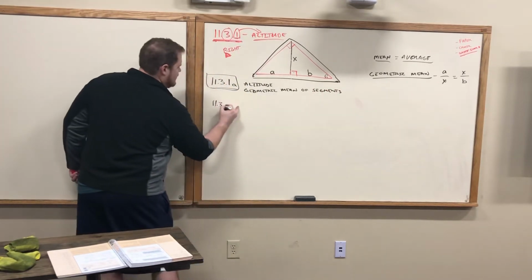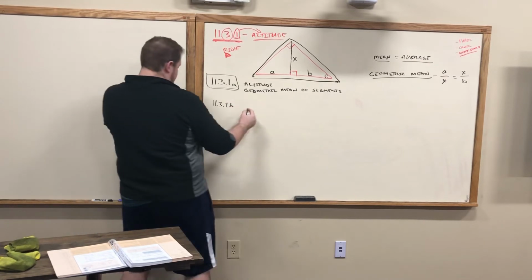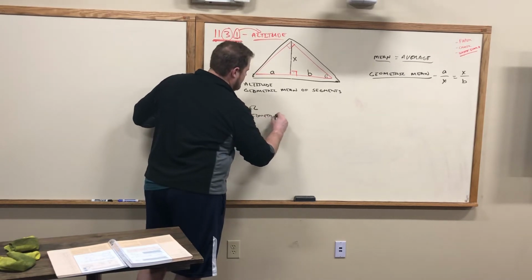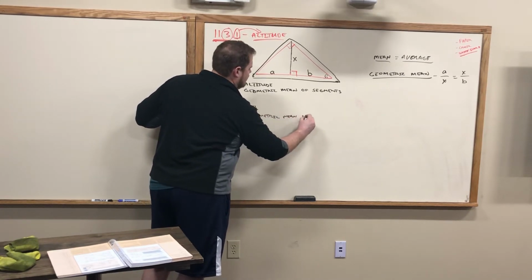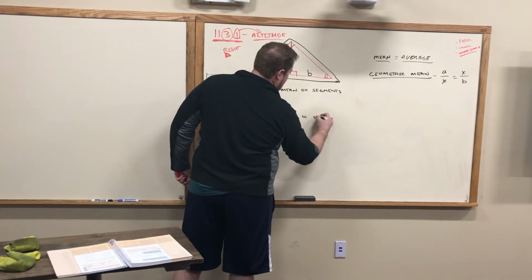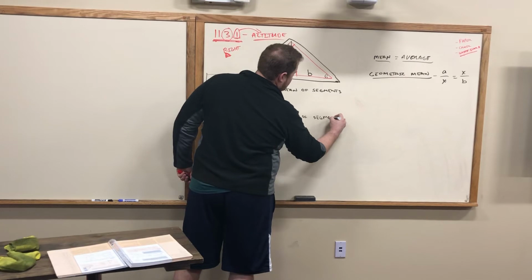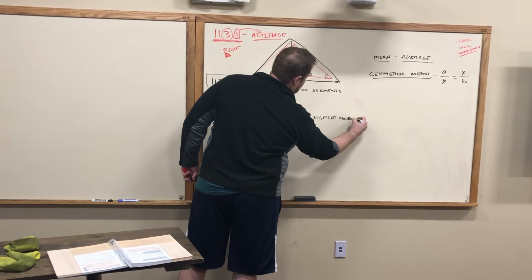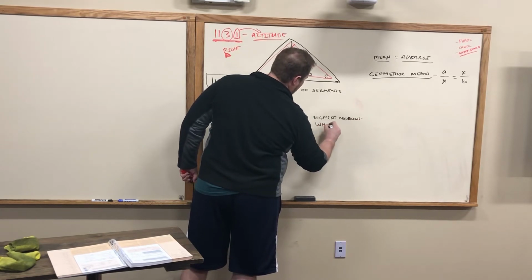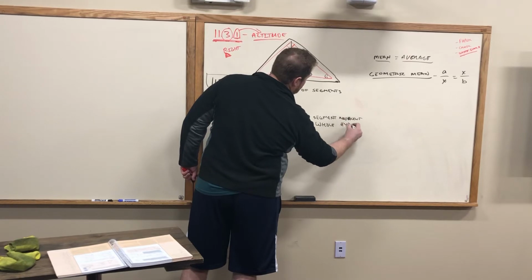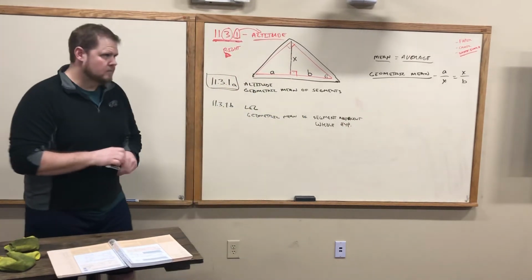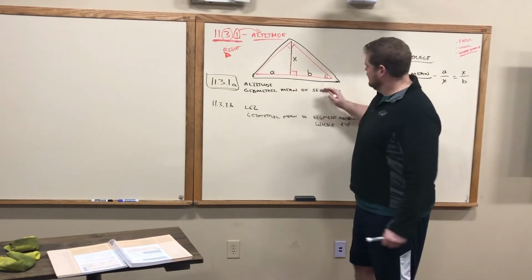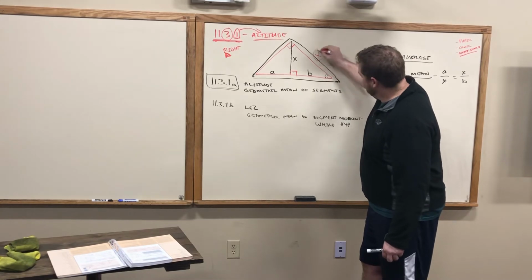So 11.3.1b is going to be the leg is the geometric mean, and I'll write it, geometric mean of the segment adjacent and the whole hypotenuse. So I'll show you what that looks like in a second. Here's our drawing, okay? If I'm looking for this leg, my x is now the leg.